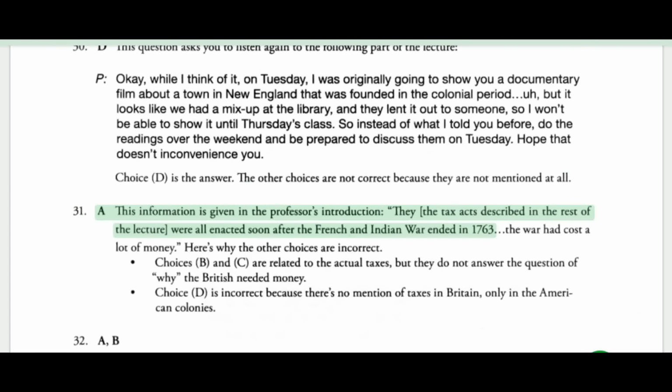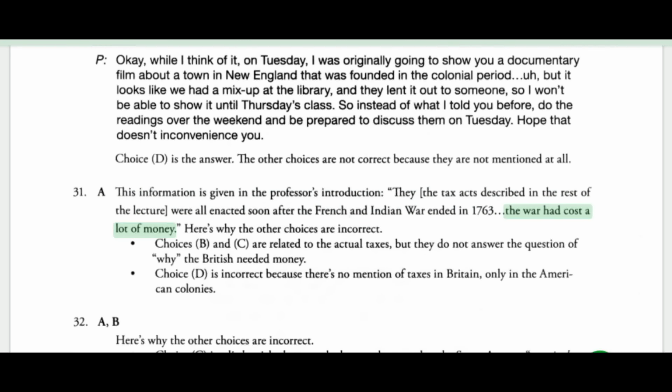31. This information is given in the professor's introduction. The tax acts described in the rest of the lecture were all enacted soon after the French and Indian War ended in 1763. The war had cost a lot of money.